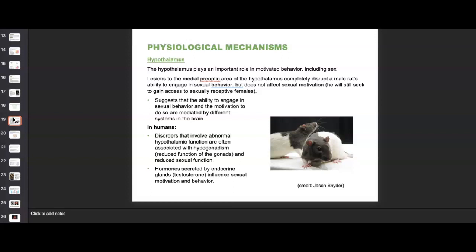This suggests that the ability to engage in sexual behavior and the motivation to do so are mediated by different systems in the brain. In humans, disorders that involve abnormal hypothalamic function are often associated with hypogonadism, reduced function of the gonads, and reduced sexual function. Hormones secreted by endocrine glands, this is your testosterone, influence sexual motivation and behavior. So your brain is what allows you to physically have sex, but it's your hormones, which are secreted by your endocrine glands, that actually motivate you to engage in sexual behavior.